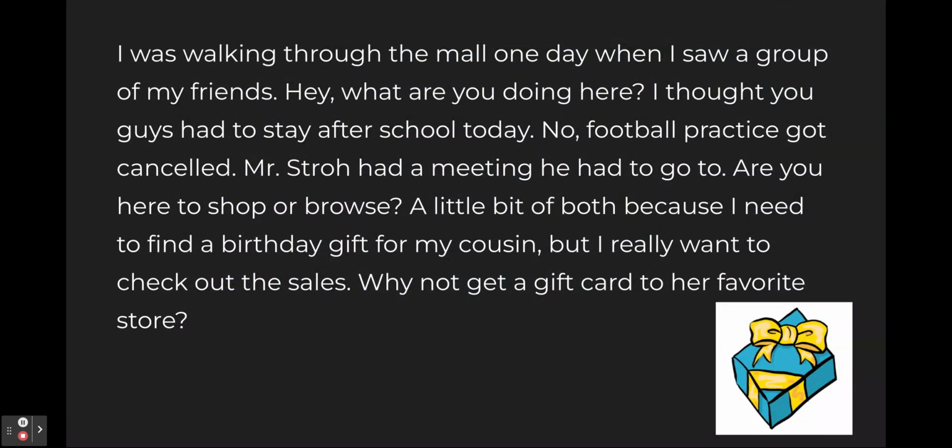I was walking through the mall one day when I saw a group of my friends. Hey, what are you doing here? I thought you guys had to stay after school today. No, football practice got canceled. Mr. Stroh had a meeting he had to go to. Are you here to shop or browse? A little bit of both because I need to find a birthday gift for my cousin, but I really want to check out the sales. Why not get a gift card to her favorite store?